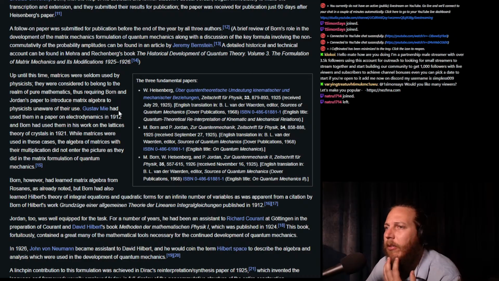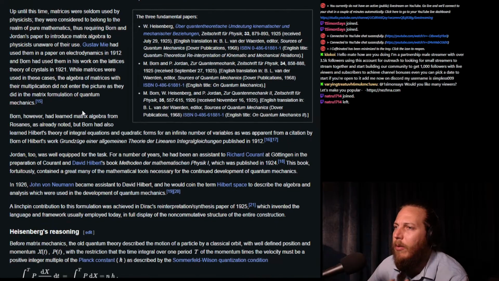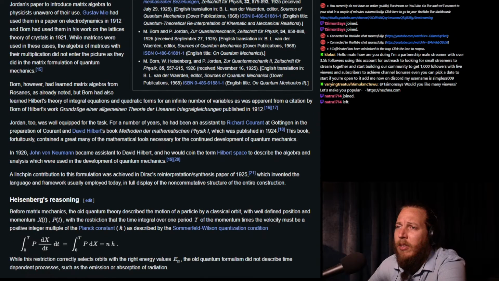Gustav Mie had used them in a paper on electrodynamics in 1912, and Born had used them in his work on the lattice theory of crystals in 1921. While matrices were used in these cases, the algebra of matrices with their multiplication did not enter the picture as they did in the matrix formulation of quantum mechanics. Born, however, had learned matrix algebra from Rosanes, as already noted, but Born had also learned Hilbert's theory of integral equations and quadratic forms for an infinite number of variables, as was apparent from a citation by Born of Hilbert's work in German, published in 1912.